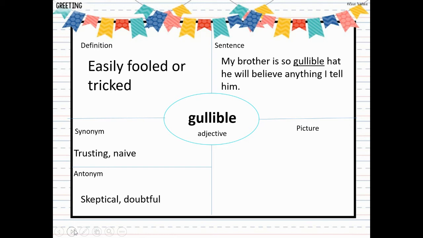So again, our word is gullible. It means easily fooled or tricked. My brother is so gullible that he will believe anything I tell him. Synonyms are trusting and naive. Antonyms are skeptical and doubtful.